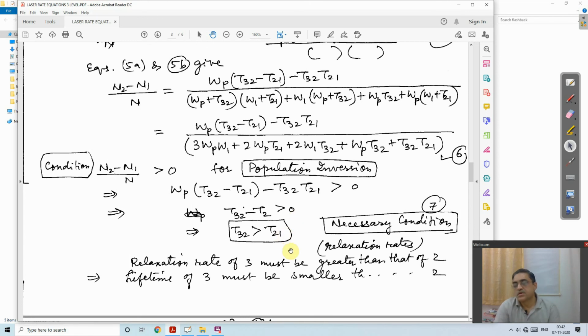That means the rate of transition, the probability of transition from 3 to 2 must be greater than that from 2 to 1. That is the necessary condition. The relaxation rate of 3 must be greater than that of 2. Therefore, the lifetime of level 3 must be smaller than that of 2.